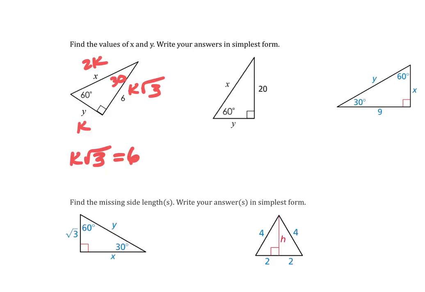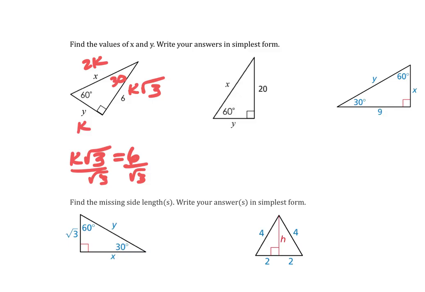I have to find out what the value of k is. We had some problems like this yesterday. The ones we had yesterday all had a radical 2 here. But if I wanted to get k by itself here, what am I going to have to do to get k by itself? Divide by radical 3.